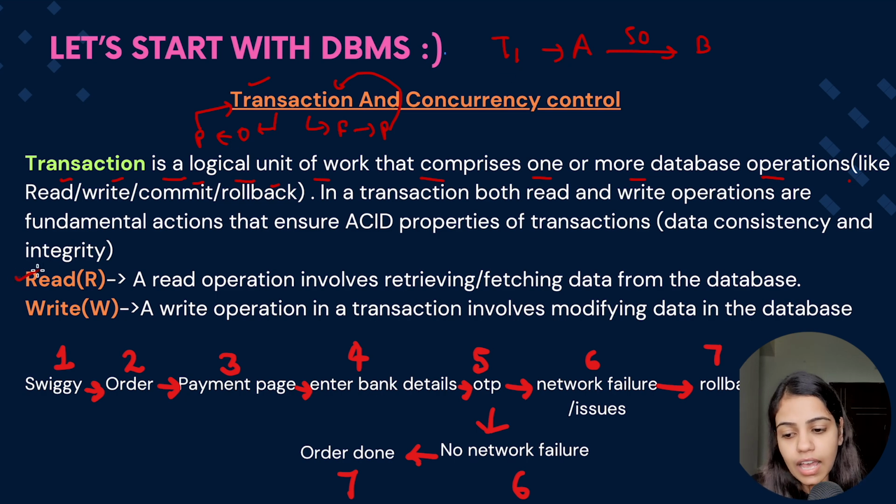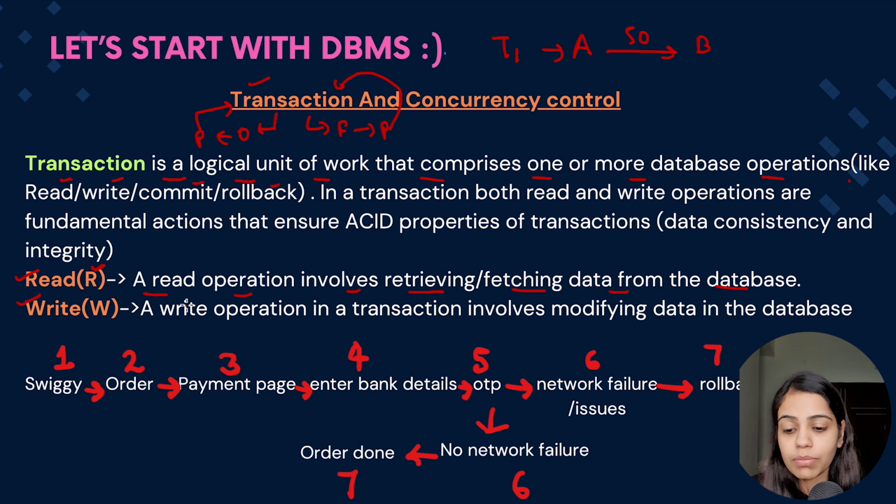Now a transaction has read as well as write operations, and then there are commit and rollback. We will be learning about commit and rollback in the next set of slides, but let's learn about read and write operations. A read operation involves retrieving or fetching the data from the database. So whenever we are retrieving or fetching some values from the database, we call it a read operation. It is often denoted by R.